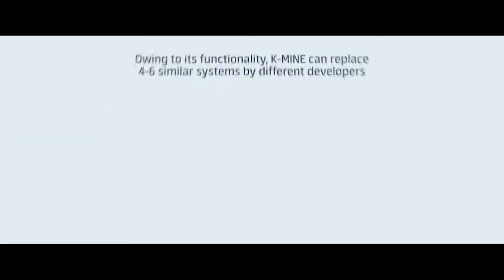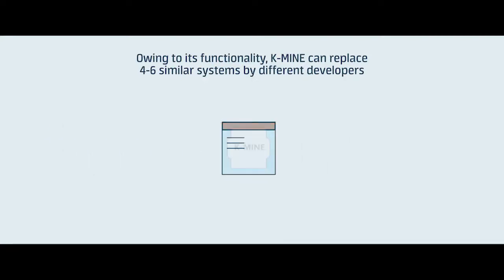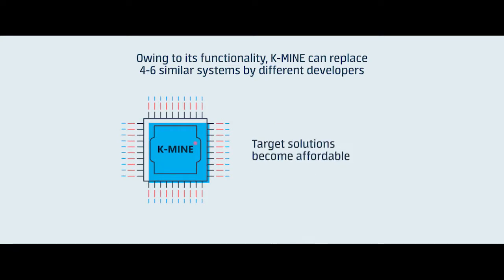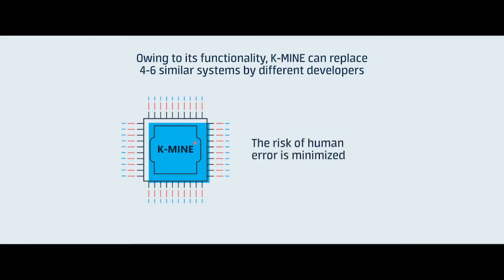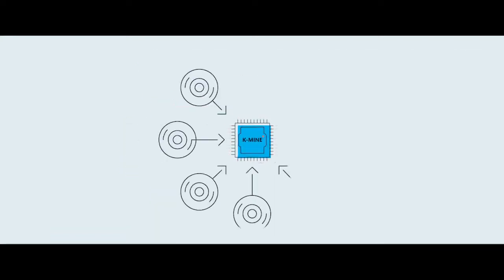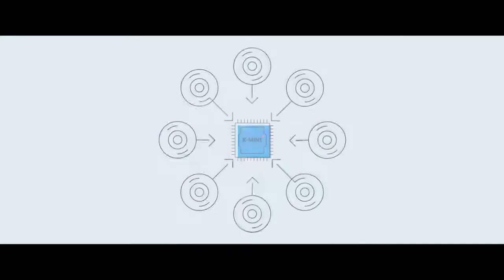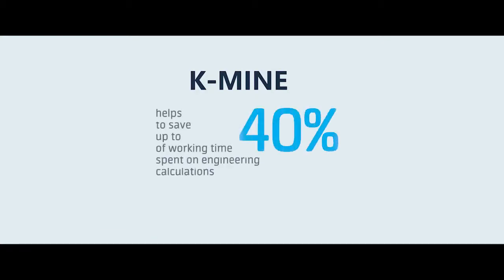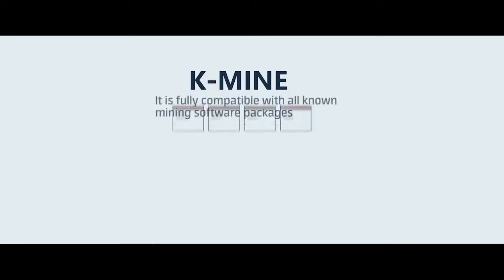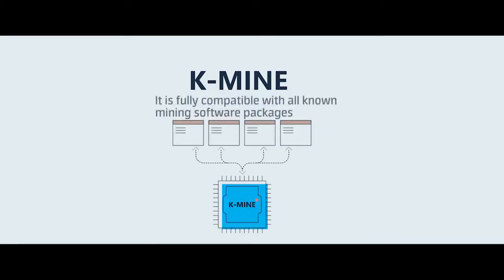Owing to its functionality, Combine can replace 4 to 6 application packages by different software developers with one integrated solution. For this reason, target solutions become affordable. There is no need to integrate various systems or for graphic file conversion, and the risk of human error is minimized. Rational data organization and structure in Combine helps to save up to 40% of working time spent on engineering calculations. At the same time, Combine is fully compatible with all known mining software packages.